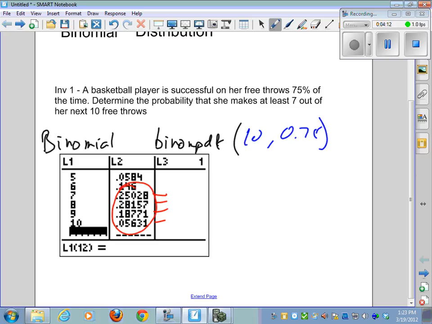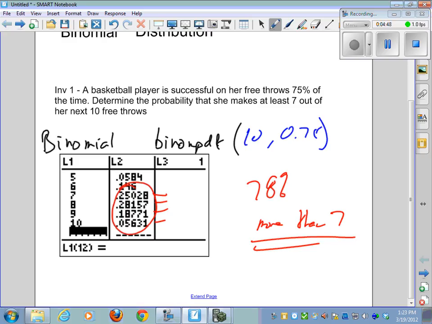Now, if we do that just quickly here, 0.25 plus... Because that's exactly 7. We want to know what's the chance of getting 7 or more, right? So it's 0.25 plus 0.28 plus 0.19 plus 0.06, I guess, right? So she's got about a 78% chance of getting 7 or more. So that's the actual correct answer.